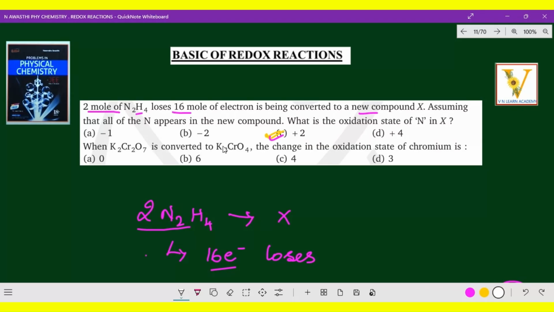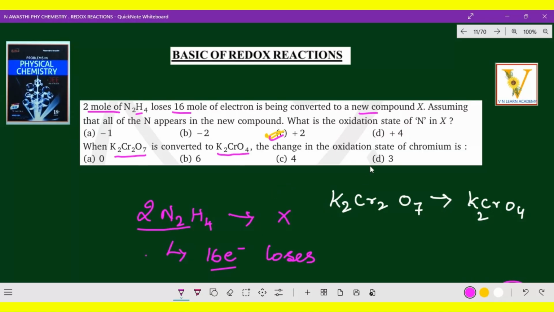K2Cr2O7 is converted to K2CrO4. That is, potassium dichromate is converted to potassium chromate. The change in the oxidation state of chromium is very simple. Come on, let us check. K2Cr2O7 is converted to K2CrO4. Right, this is what they mentioned.